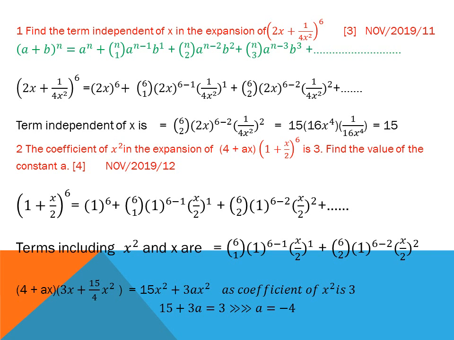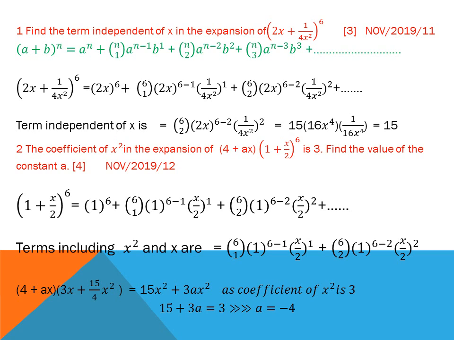If we focus on this formula, there is a reduction in the power of a, and an increment in the power of b. First a^n, then a^(n-1), then a^(n-2), then a^(n-3). Similarly, b is increasing: first b^1, then b^2, b^3, b^4, b^5 and so on. So I applied the formula to (2x + 1/(4x^2))^6. Here n is equal to 6, a is equal to 2x and b is equal to 1/(4x^2).